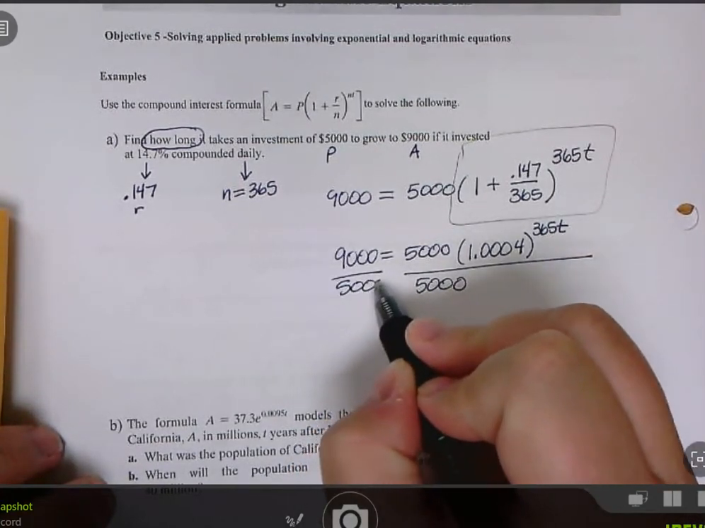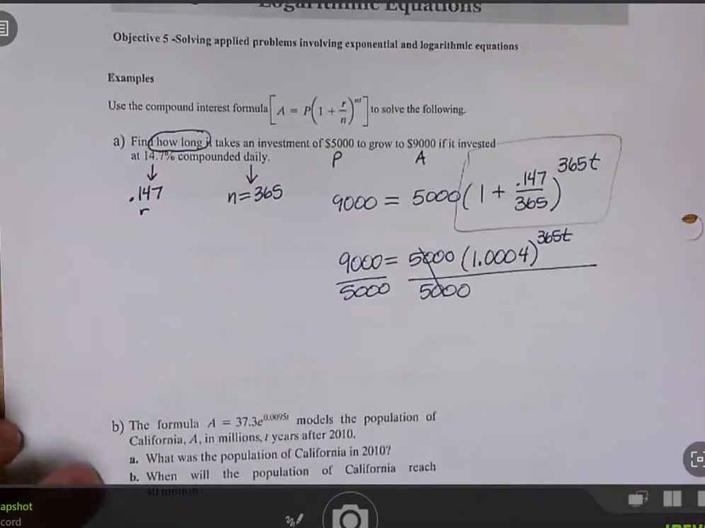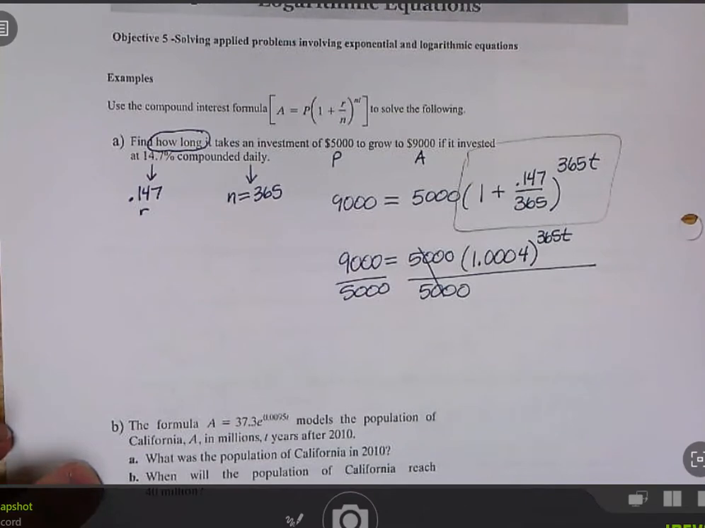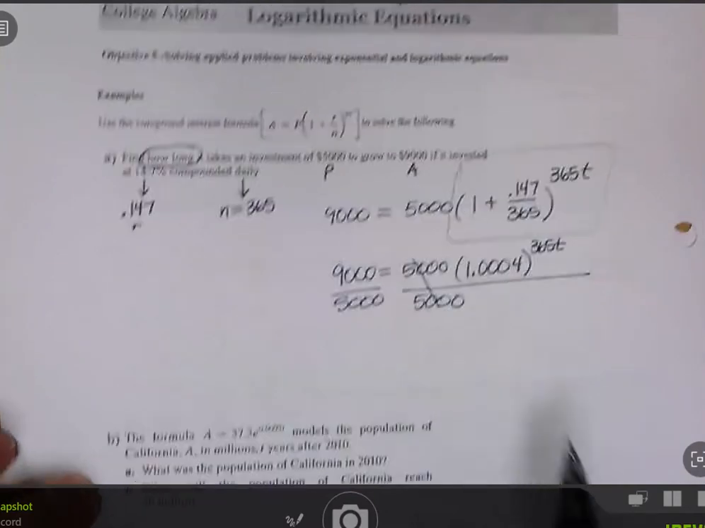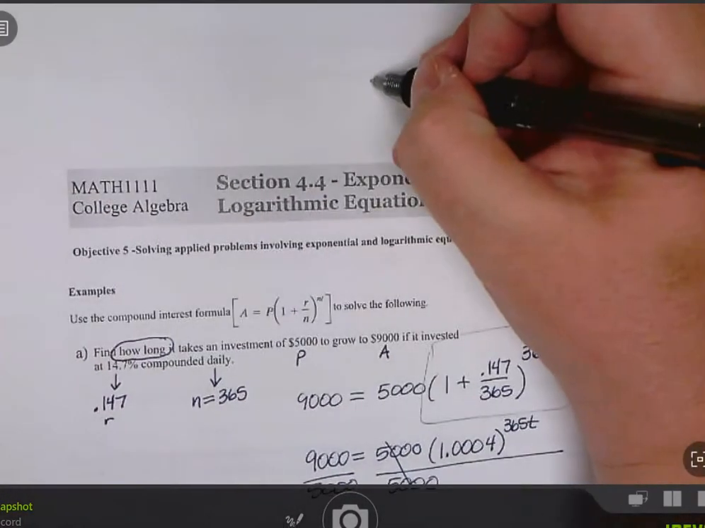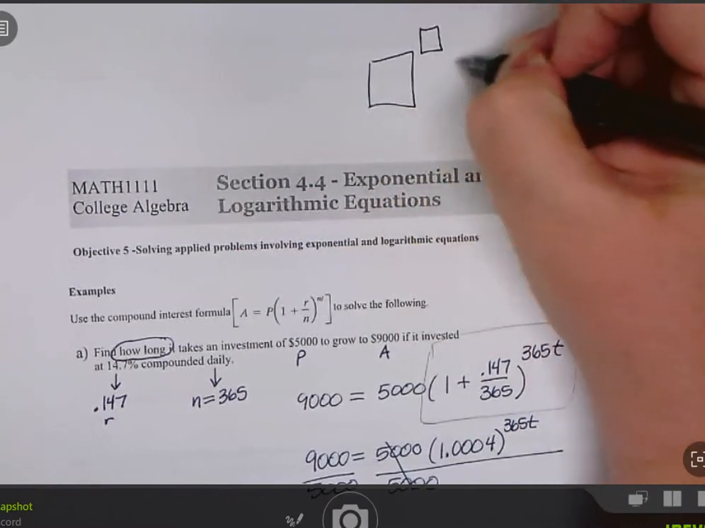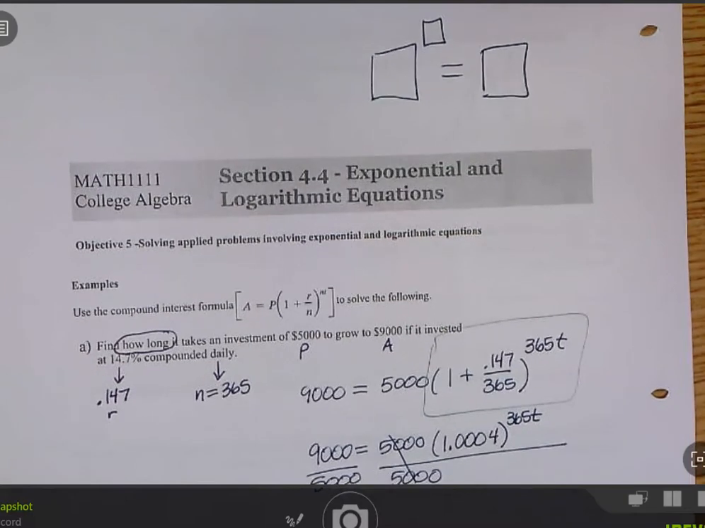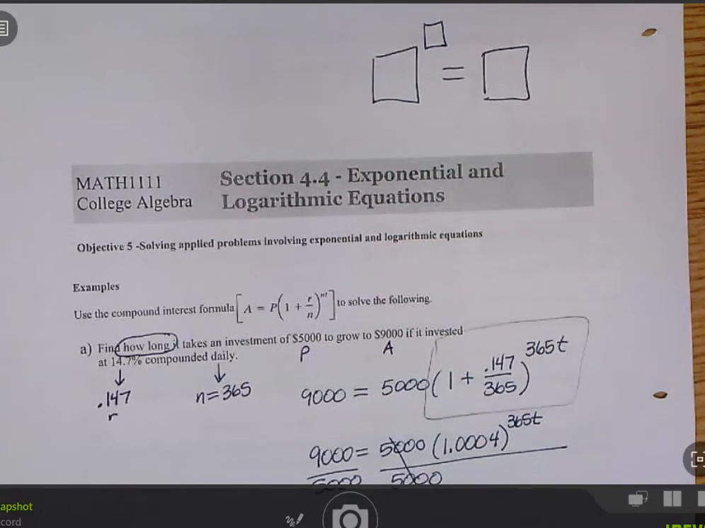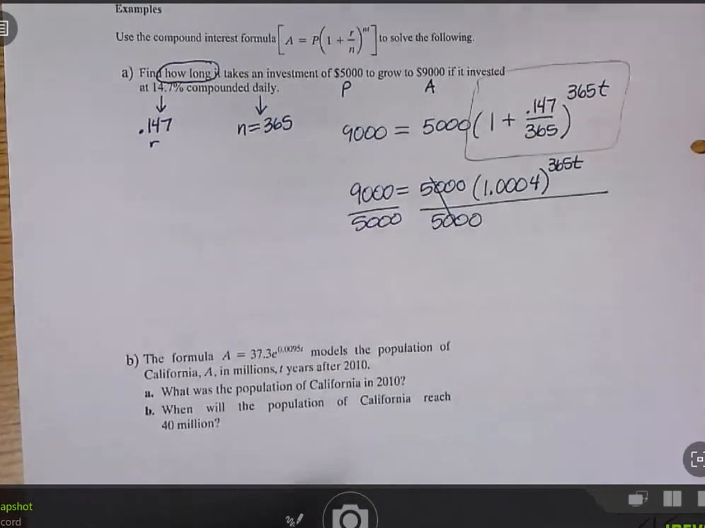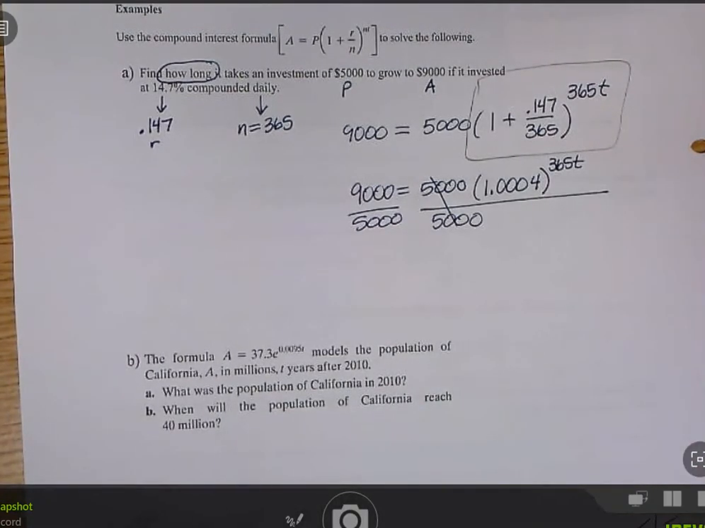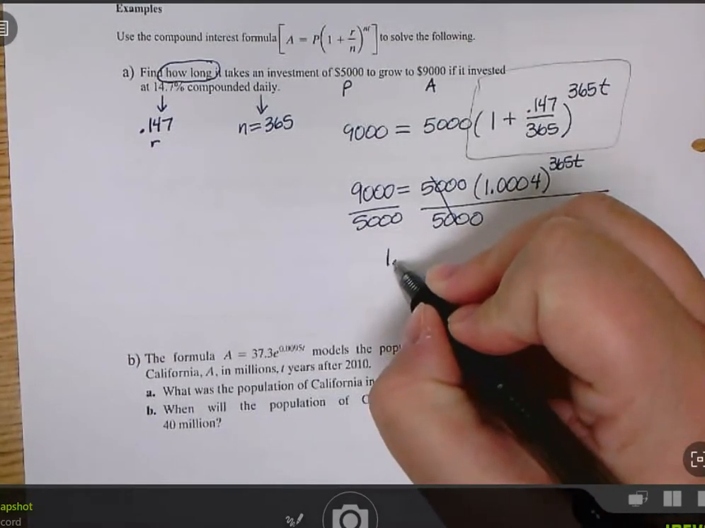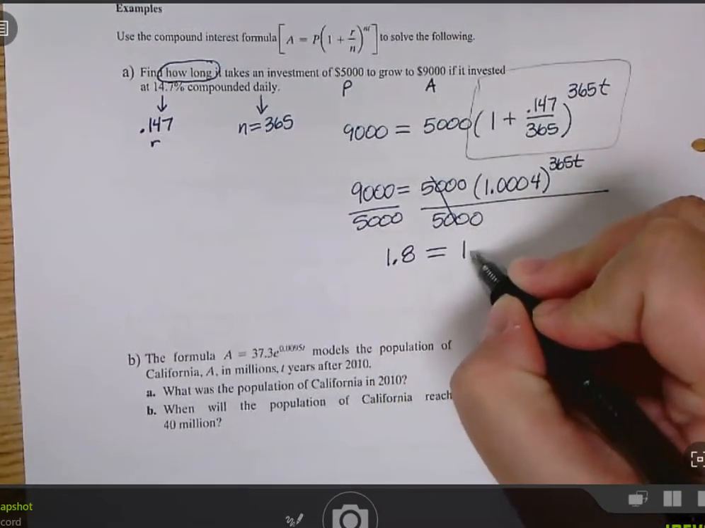Anytime we're trying to solve an exponential equation like this, one where we clearly can't write both sides as powers of the same base, we want to get it in that simplest of forms of an exponential. Something to a power equals whatever. So that's what I'm going for here. One side should just have something to a power. Okay, so 9,000 divided by 5,000, 9/5. 9/5 is 1.8. So this is what I have at this point.